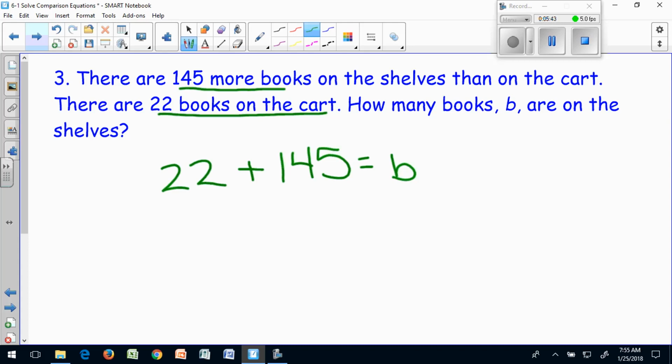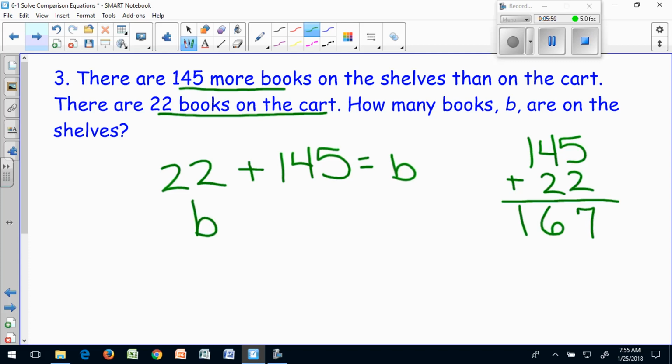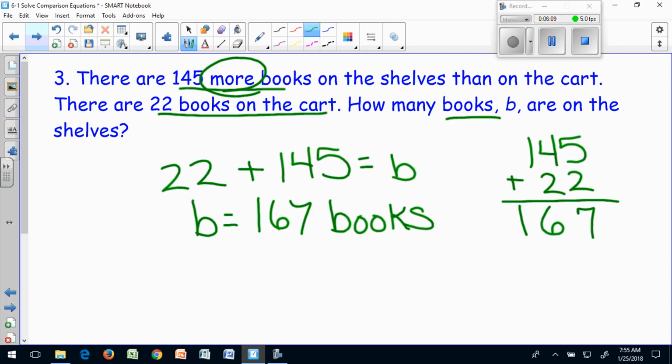I add up 145 plus 22. I'm going to set it up this way so it's easy to use the algorithm to add. I get 167. So my answer B is 167, and my label is books. So noticing that when I use the word more by itself, I'm going to use addition.